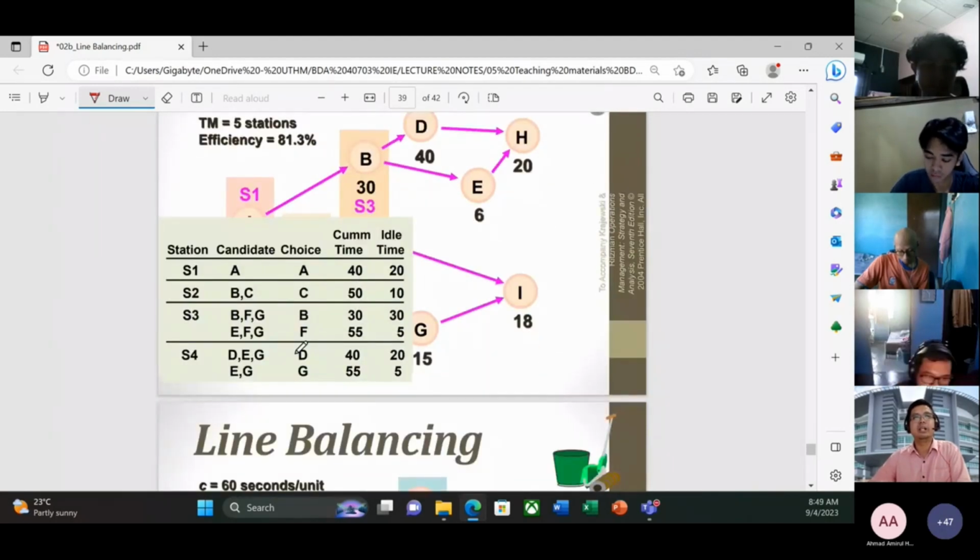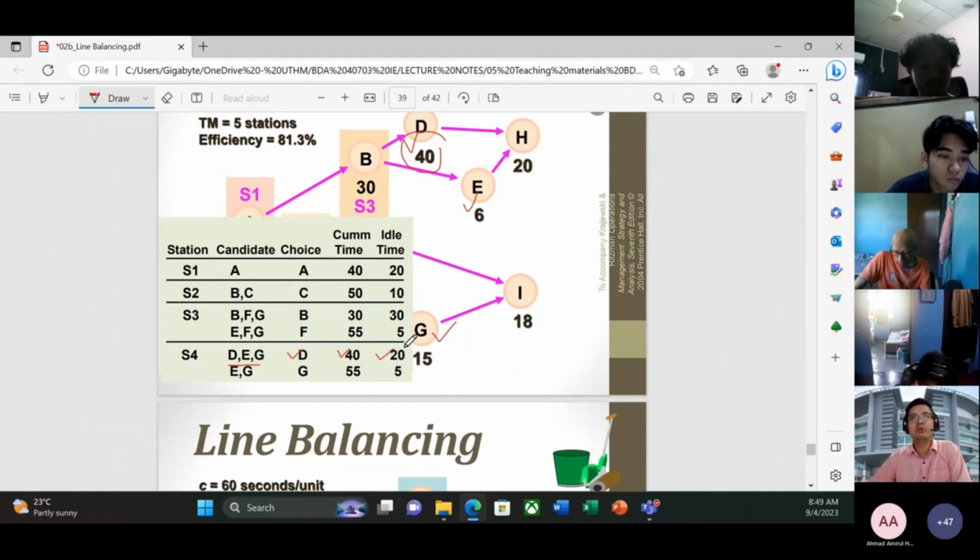Okay, and then we look at session 4. What do we have left here? D, E, and G. In between D, E, and G, which one has the highest number? It will be D, 40. So the candidate choice is D. So the cumulative will be 40 here. So the balance idle will be 20.